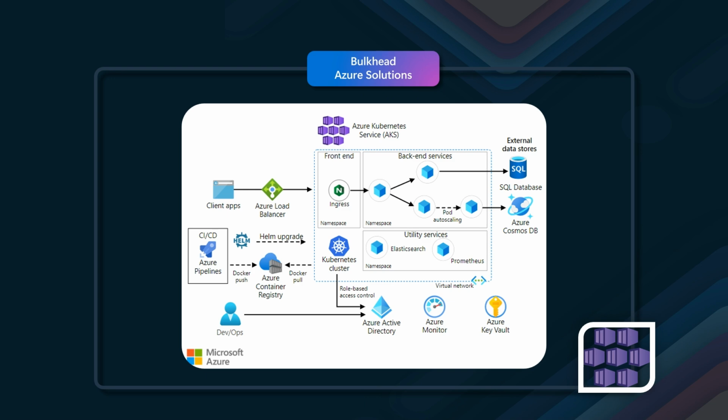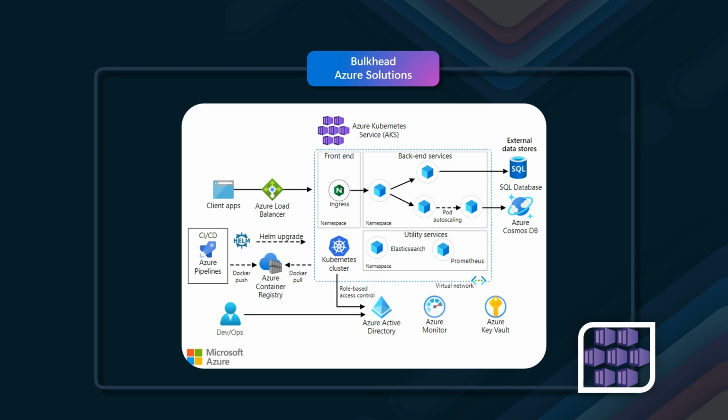Our journey begins with the client applications that send requests to our services. These requests are first routed through an Azure load balancer, which distributes the traffic evenly across multiple instances of our application. This load balancing ensures that no single instance is overwhelmed with too many requests.